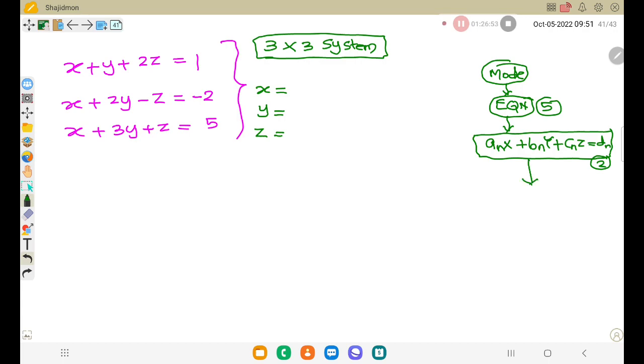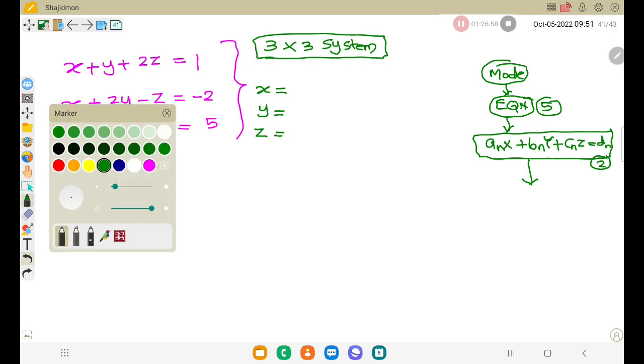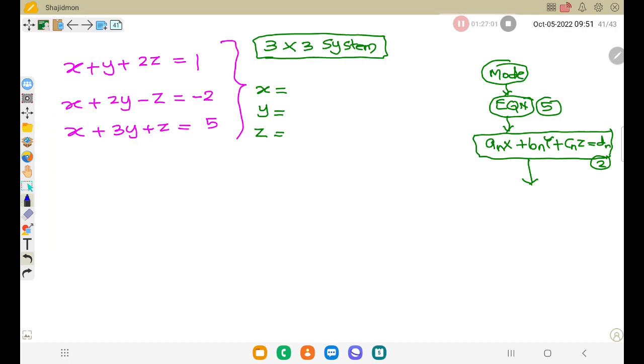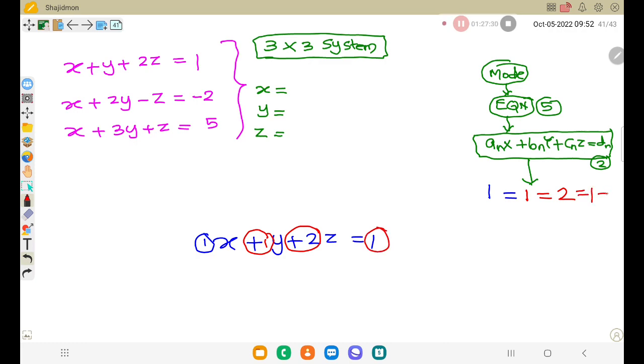Once you click number 2, the calculator asks for some numbers. These are the numbers behind the variables in the 3 equations, which we need to enter there. For example, first equation: x + y + 2z = 1. What is the number behind x? 1. So press 1, equal to. Then the number behind y: 1. Press equal to. After that, the number behind z: 2. Press equal to. Right side number 1. Press equal to.